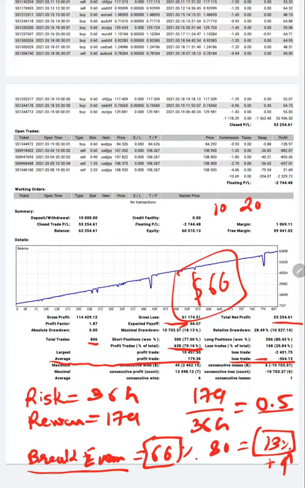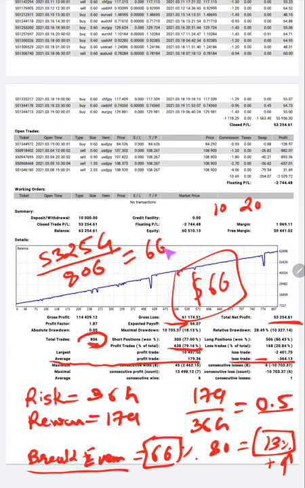So how to calculate that one? Expected payoff is very simple. You calculate the net profit and you divide it by the total number of trades. This is the net profit. If you divide it by this 806, you get a value of around 66, which is the expected payoff. So each trade you are making $66 profit, which is pretty good.